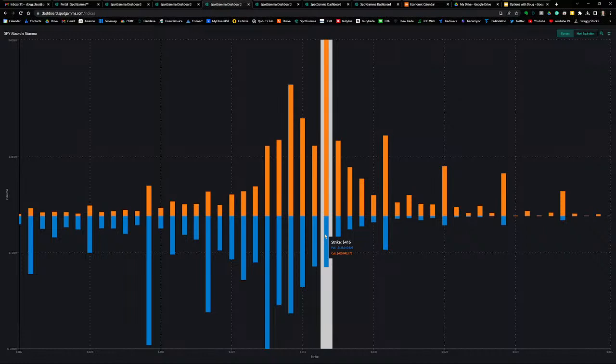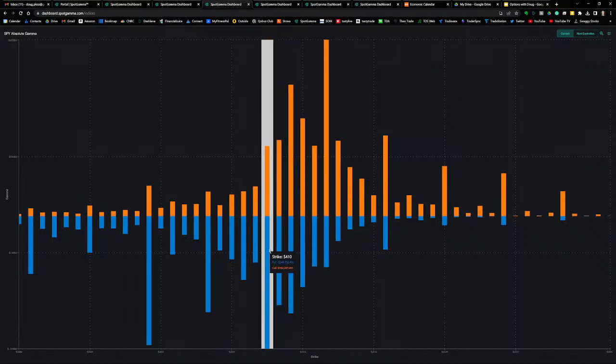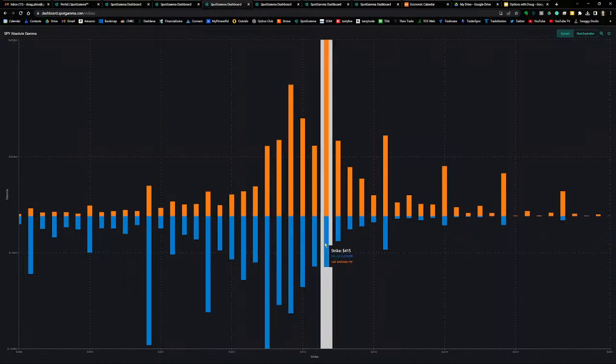And SpotGamma was calling for support at the 410 level today and resistance at the 415. Those are the levels for SPY.